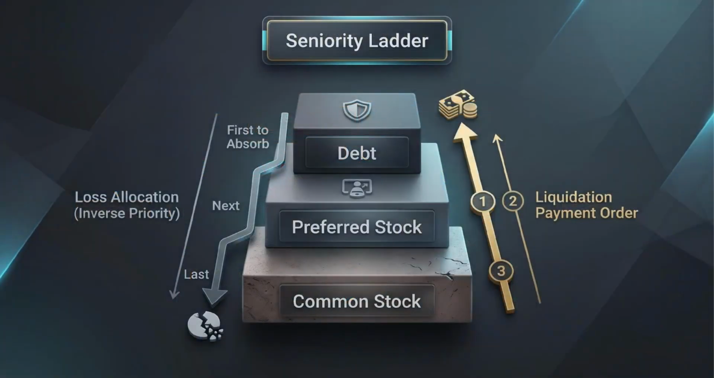Loss allocation follows the seniority ladder. Common stock is usually the most exposed layer, so it absorbs losses first. Preferred stock is more senior than common stock, so it absorbs losses after common is exhausted. Debt is usually the most senior claim, so losses reach debt last. This mirrors liquidation economics. In a business failure, common holders are normally the first to suffer, and creditors are usually protected longer. The accounting follows that economic order. It is not just a technical sequence, it reflects who is really at risk first.